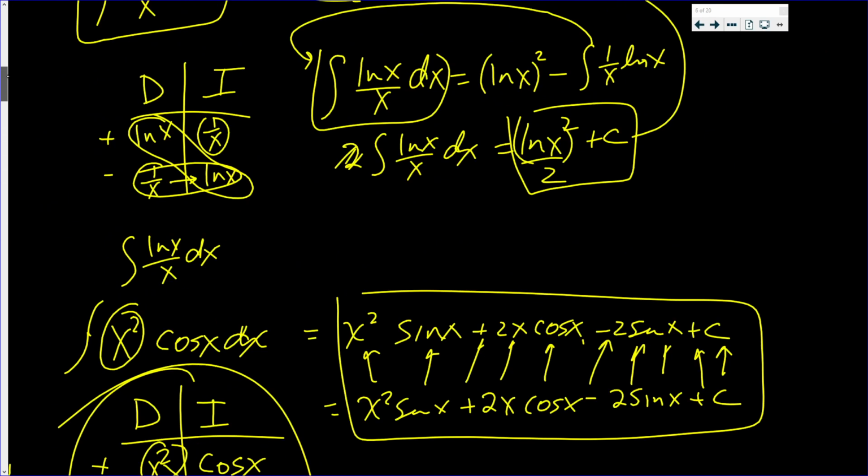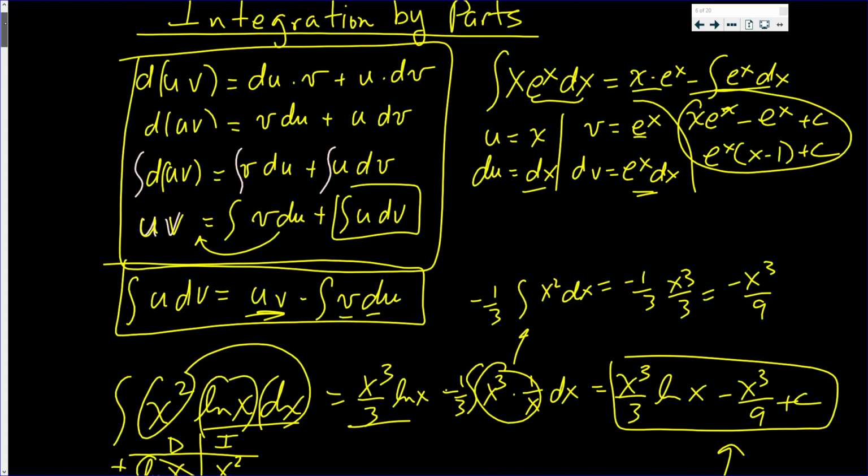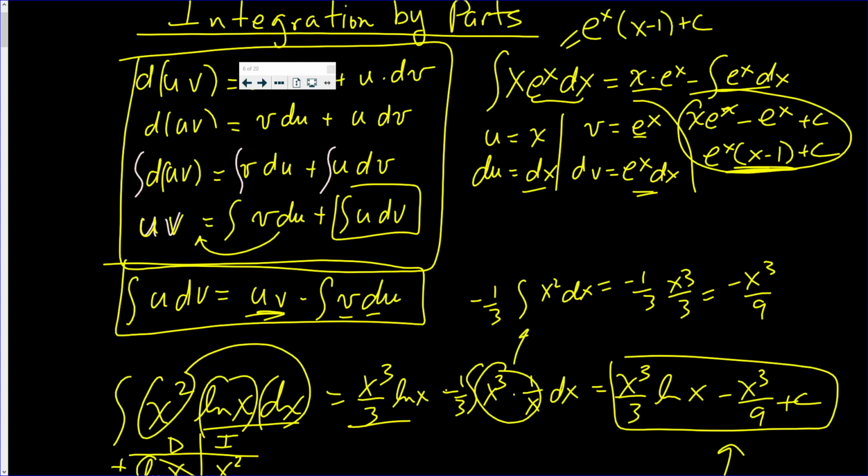Did I really do all of them already? For some reason, I don't think I did this top right one, e to the x dx. Let's do that one. We have that the answer to this one is right here. e to the x times x minus 1 plus c.